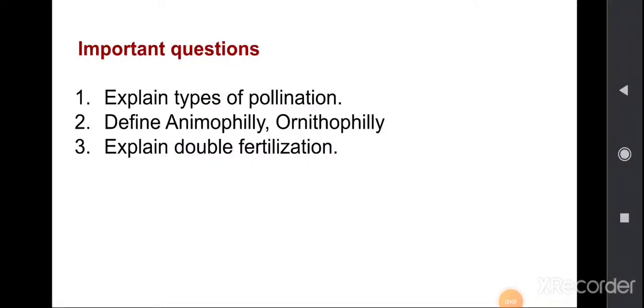So in this session, I have given only 3 questions, though I have covered a little larger portion. In the next class, I will be sharing still other questions. Here, explain the types of pollination, that is the 3 types, and define anemophily and ornithophily. Though these 2 are often repeated questions, I have given you this. And explain double fertilization. Regarding the dicotyledonous seed and monocot seed, they are also important. I will be giving them in the next class.